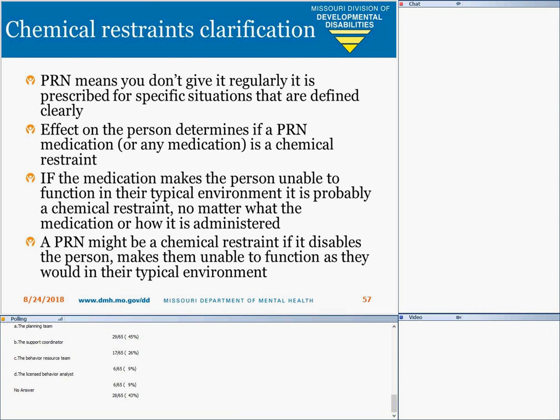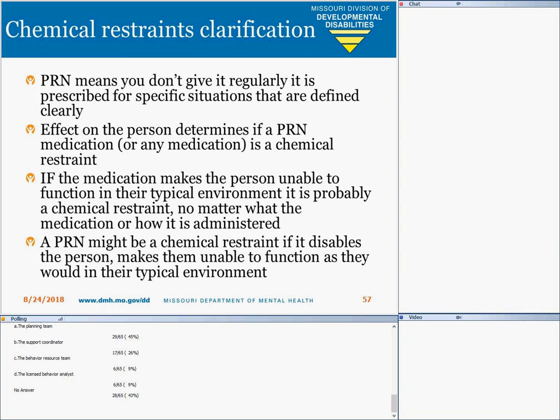And so saying something like when they're agitated is not very clear, because agitated to me and agitated to you and agitated to Heike could all be different things. So we clearly specify what agitated looks like for this individual. We also need to clarify the effects on the person when the PRN is given. We need to look at what happens. And if it tends to make them unable to move, unable to respond typically, we consider whether it's possibly a chemical restraint.